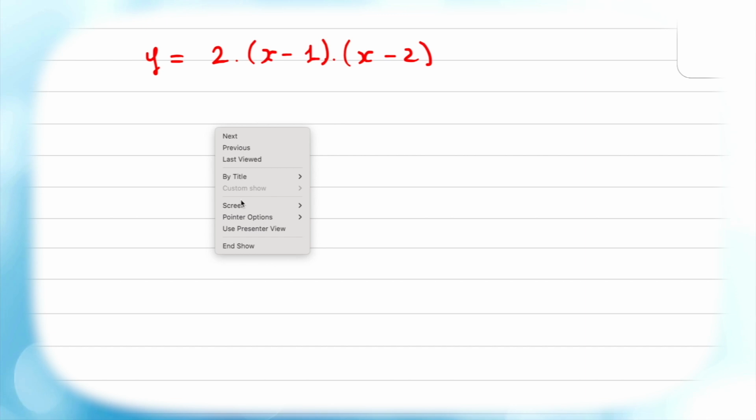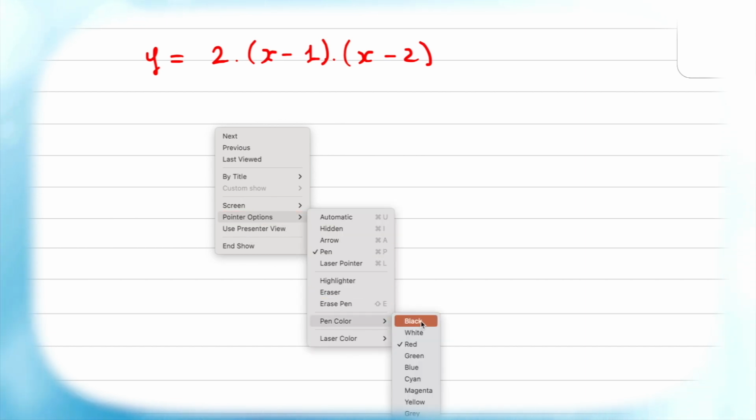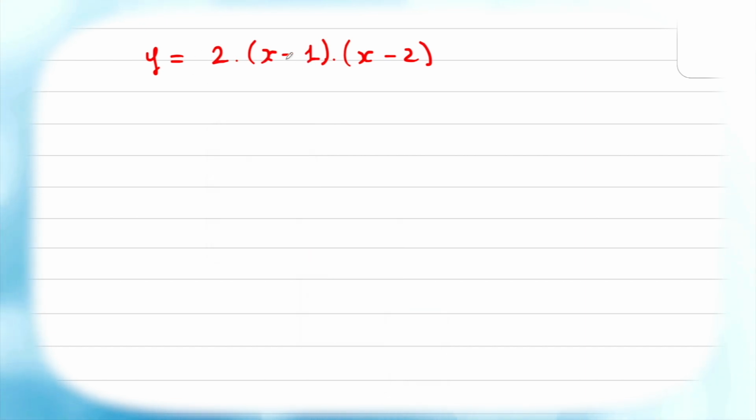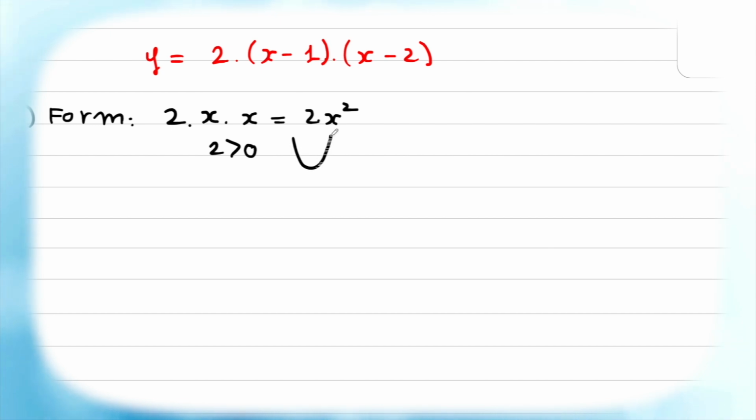You can see that you have the function y equal to 2 times (h minus 1) times (h minus 2). So the first thing I can determine is the form. The number outside is 2, the first bracket is here and the second one is this one, and the coefficient of h squared will be 2. 2 is greater than 0, so the form of this parabola will be a smile.